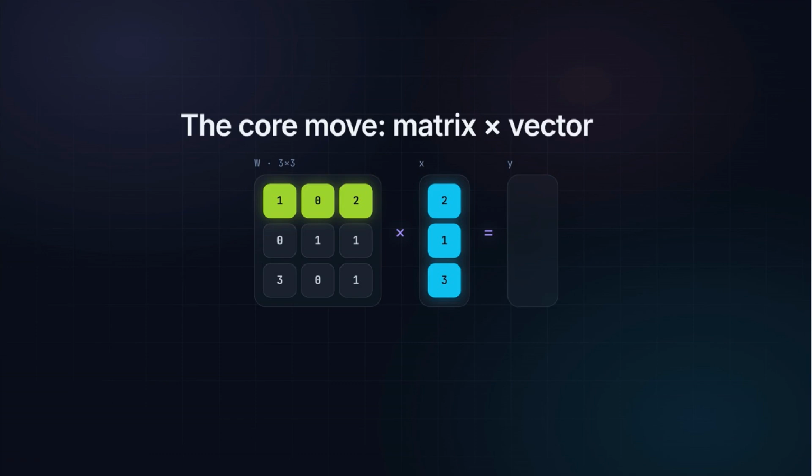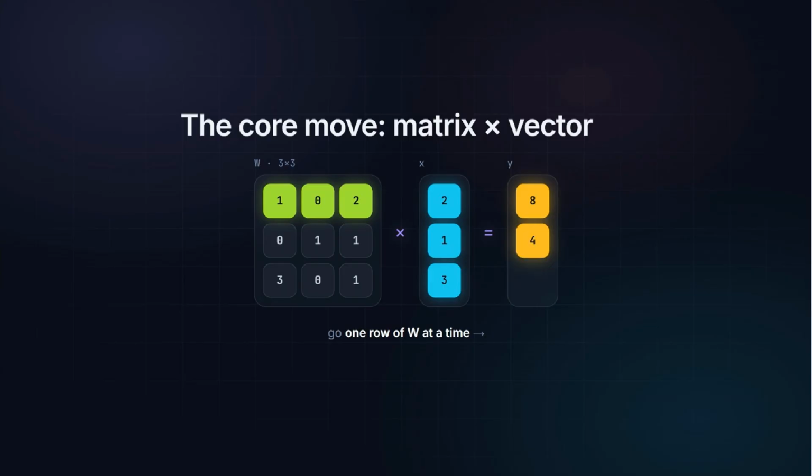Now, the operation an LLM runs constantly: a matrix times a vector. Weight matrix W times an input vector x. We go one row of W at a time. Row 1, 0, 2, paired with x, 2, 1, 3, multiply matching entries and add, that's a dot product straight from video 1. It gives a first output number, 8.